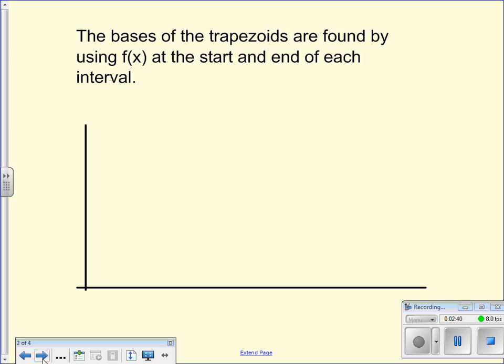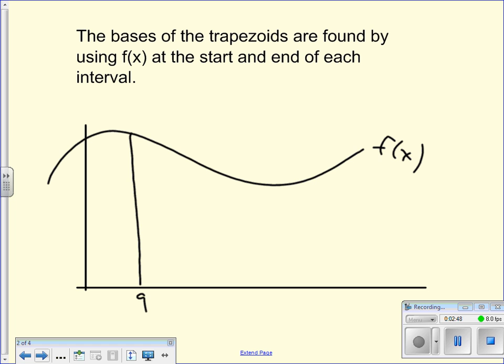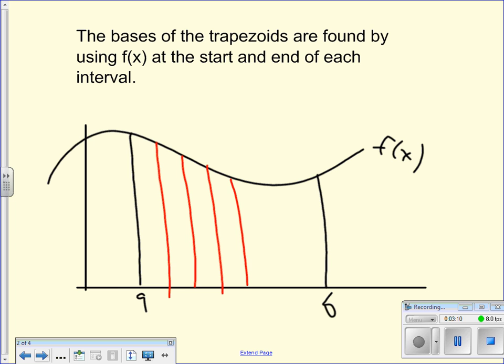So I have a function, f of x, and I'm going from A to B. And what I want to do is find the area underneath, breaking it up into trapezoids. So what you do is you just break it up, divide it into equal spaces. Each one equally spaced. And you're doing a trapezoid.